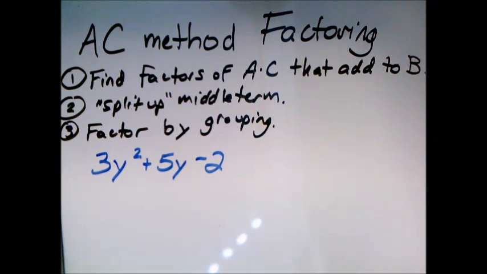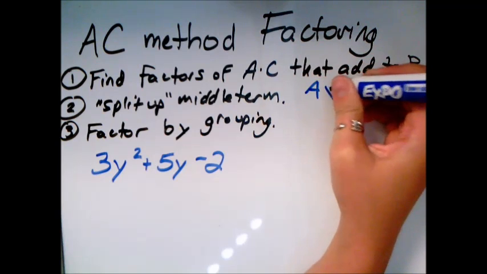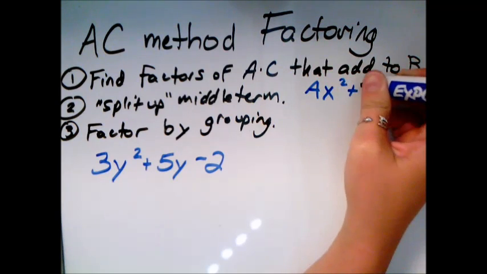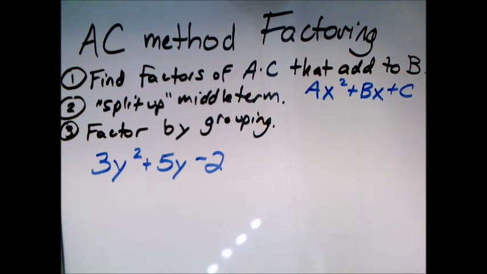So when they're talking about AC, what they mean is they're giving these things in quadratic form. They're giving the coefficients nicknames. They're in the form ax squared plus bx plus c. So a is the first coefficient, b is the middle number, and c is the last number, just so they can talk about them more easily. So if I want to find factors of a times c that add to b, in this problem, a times c, and be careful, the signs matter.